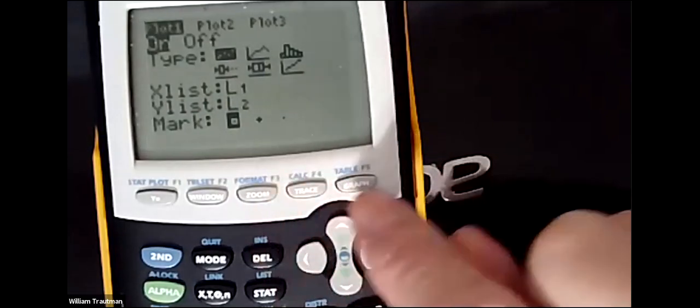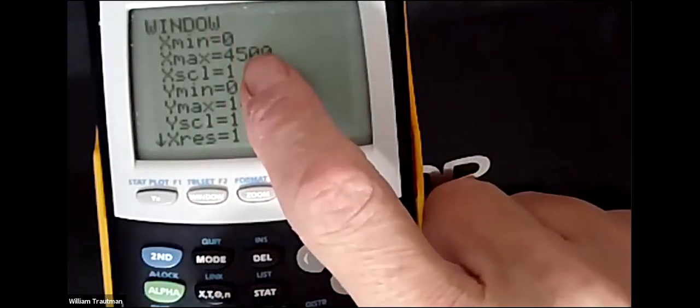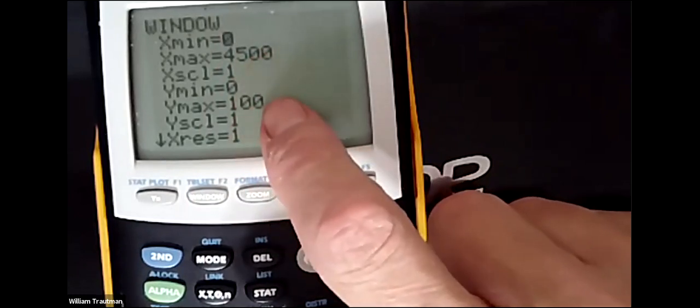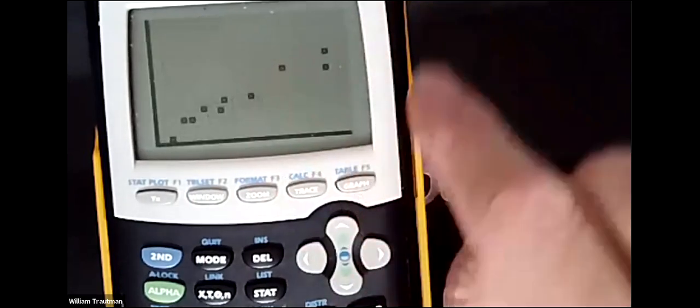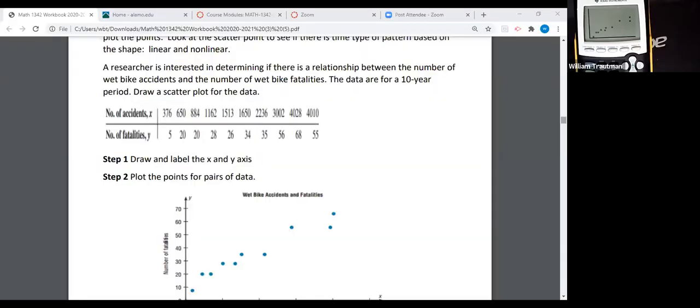And then once we did that, we had to go to window and make sure our minimum and maximum fit the data and our minimum and maximum for the Y fit the data. And then when you hit graph, you should get your graph. And it should kind of match the workbook. Hopefully. I'm going to go check the workbook now. Let's see what we have. Here's the data on the workbook.